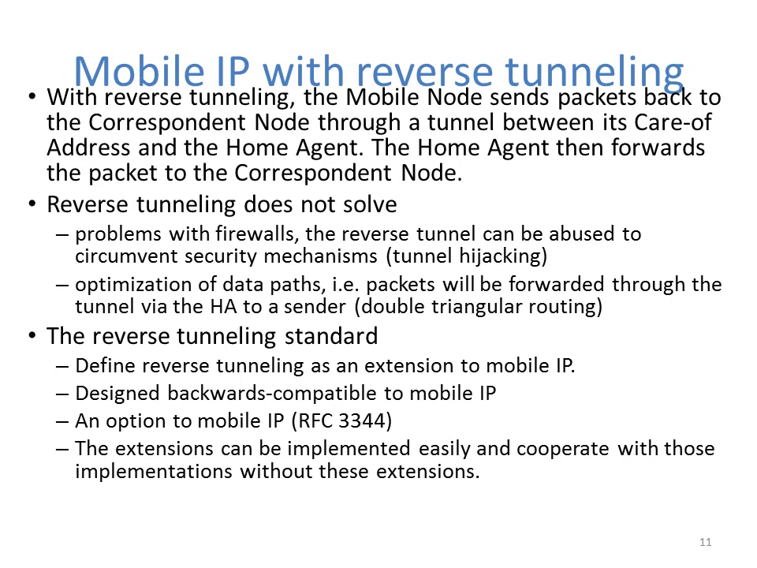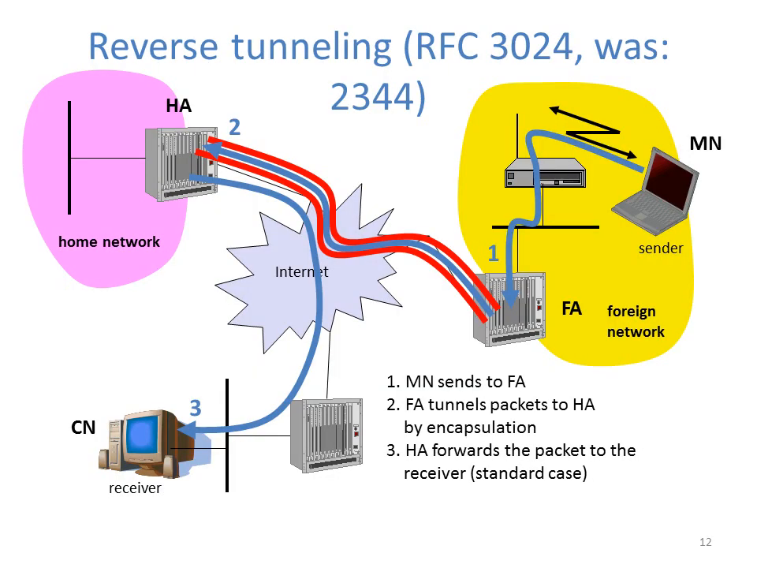Next one is mobile IP with reverse tunneling. The reverse tunneling does not solve the problems like firewall, reverse tunnel, and can be used to circulate security mechanisms. At the same time, it can be useful for optimizing the data paths. Because every firewall, if the firewall is on, then it is easy to transfer the data. If the firewall is off, immediately the data cannot be transferred. So this is how the reverse tunneling can work.